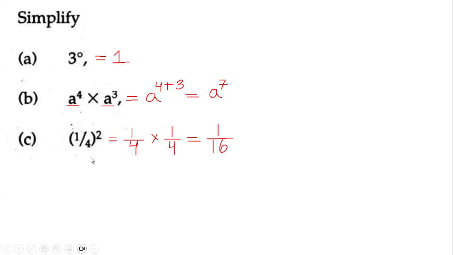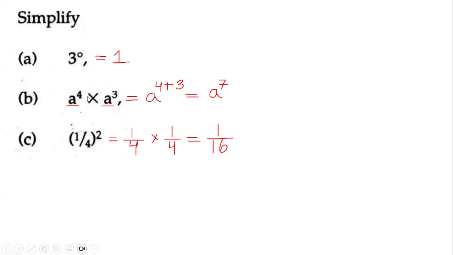Okay, so the first thing we do is say 1/4 squared. What is 1/4 squared? That's 1/4 times 1/4, which equals 1/16, my bad. Do you understand how I got this for C? Yes, sir. How about B?